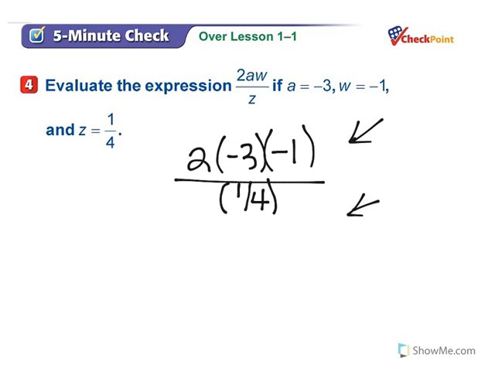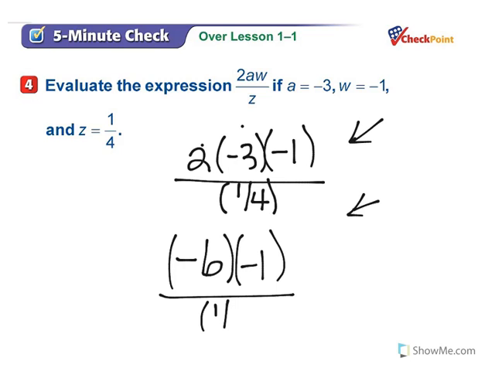Okay. So we have 2 times negative 3, which is negative 6. Negative 6 times negative 1 is positive 6. Now we have 6 divided by 1/4.